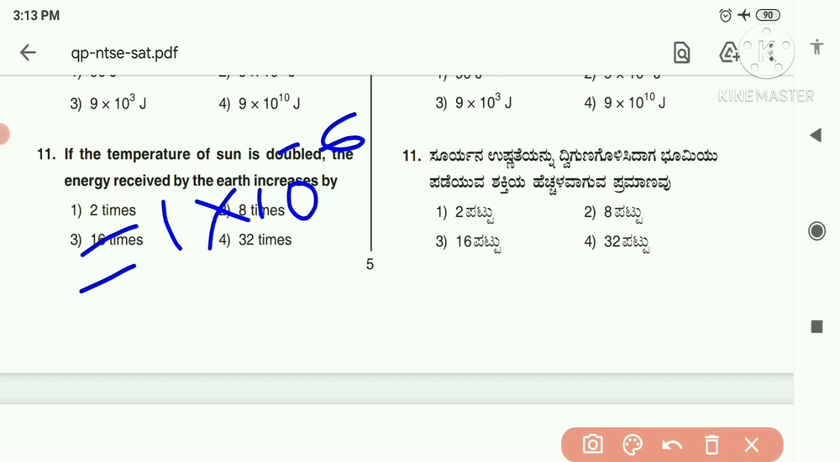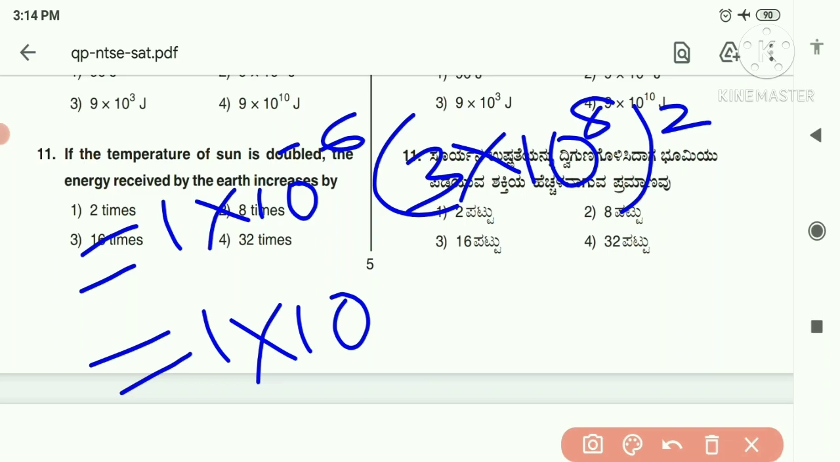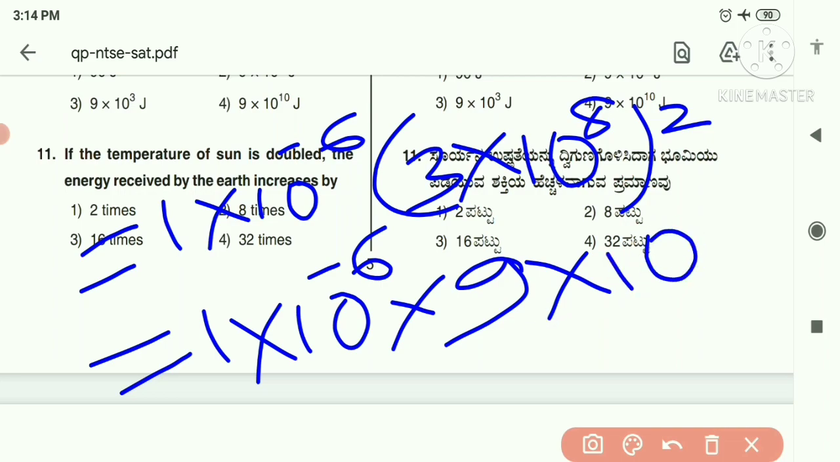So here it is, 3 into 10 raised to 8. The speed of light is 3 into 10 raised to 8 meter per second. So the whole square, c square, it is whole square. Now it becomes 1 into 10 raised to minus 6 into 3 3s are 9 into 10 raised to 8 2s are 16.